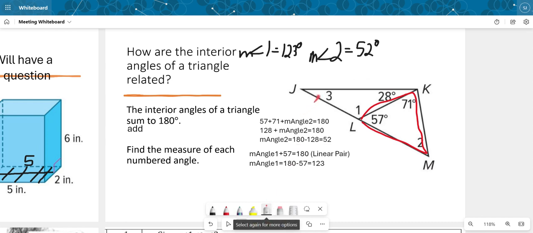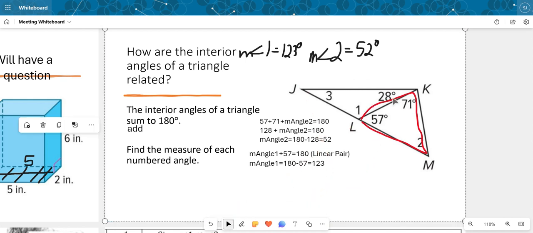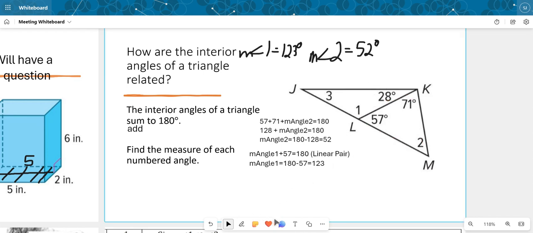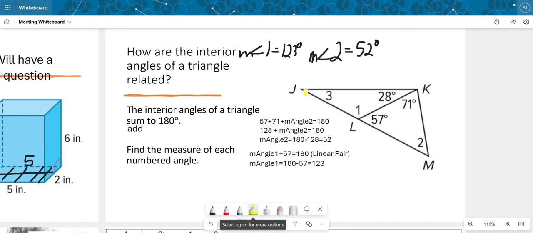Last, there were a handful of ways to do it. We could focus on the triangle JLK, or we could focus on the larger triangle JMK. Either way works. What we're going to do, because there's always multiple methods, is we're going to focus on just the smaller triangle. We're going to focus on JLK. We know angle 1 is 123 degrees. We know this angle is 28 degrees.